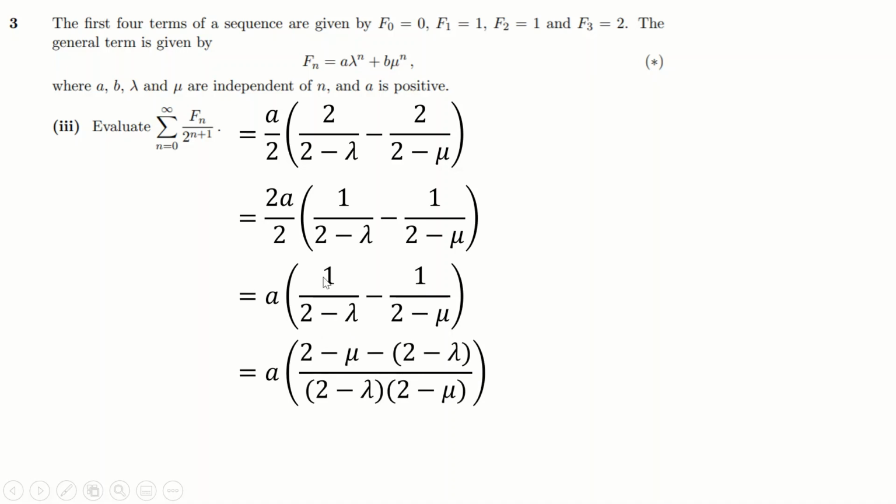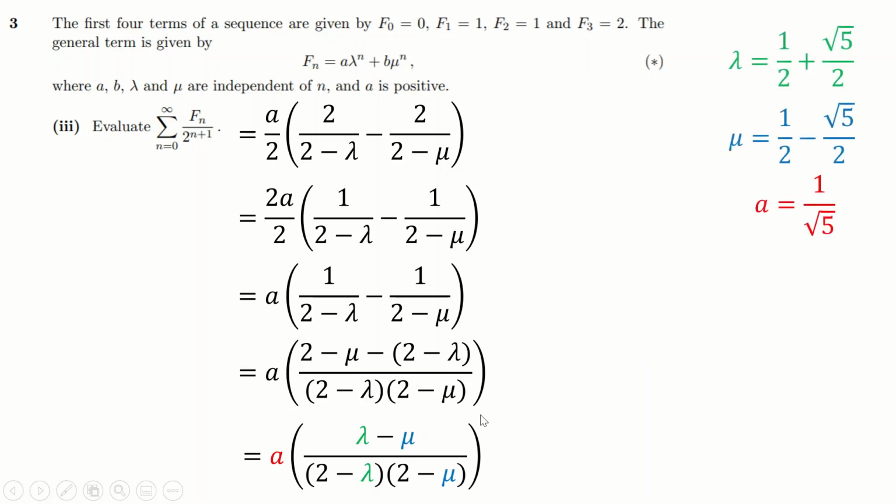So this one jumps to there to make a 2 minus mu. This one jumps to there to make a minus 2 minus lambda, which is going to end up being positive. And then I multiply the denominators together. Now, what does this numerator come to? Well, 2 minus 2 is 0. So it's going to be minus mu minus lambda, which is positive lambda minus mu. And now you can see I've highlighted these things because I think I'm finally ready to put in my numbers and sort this out once and for all.